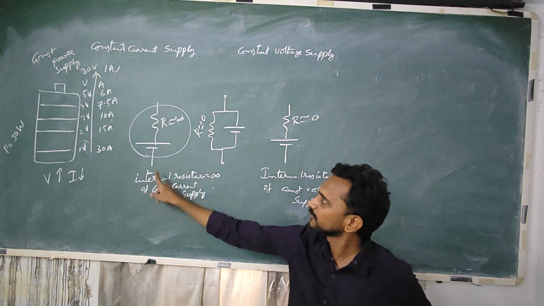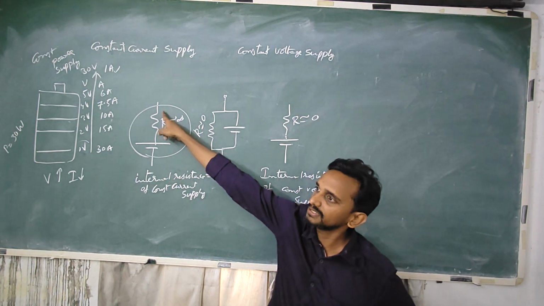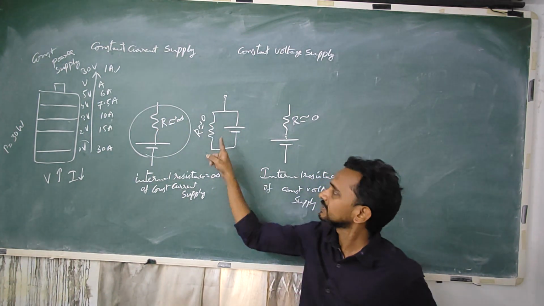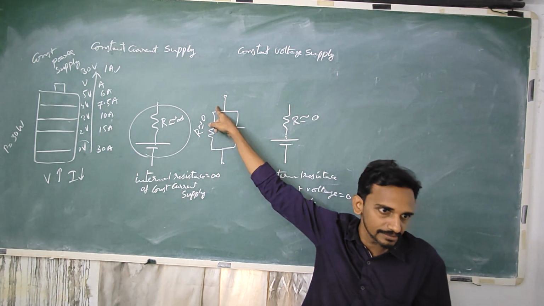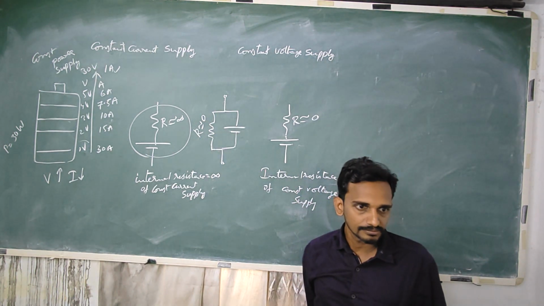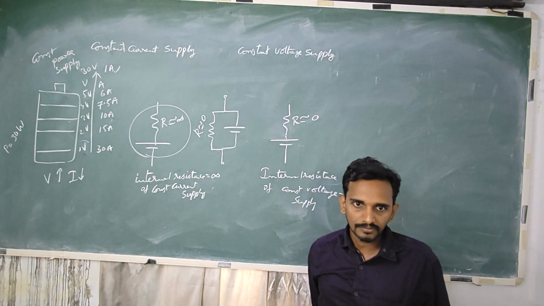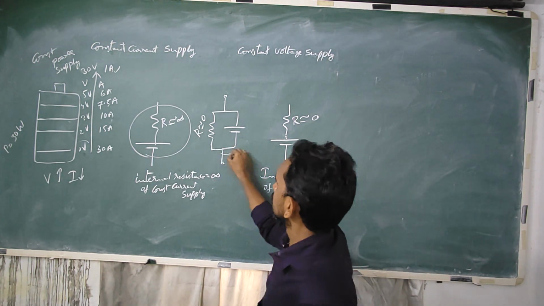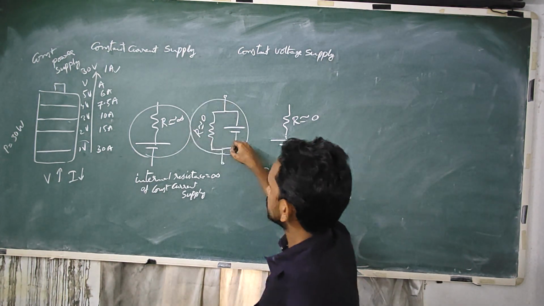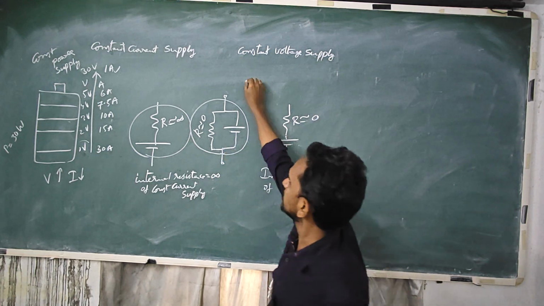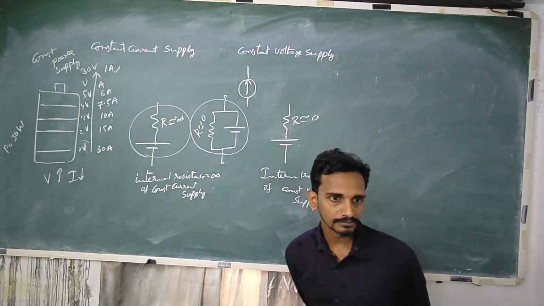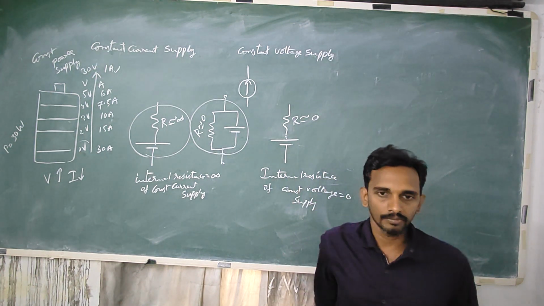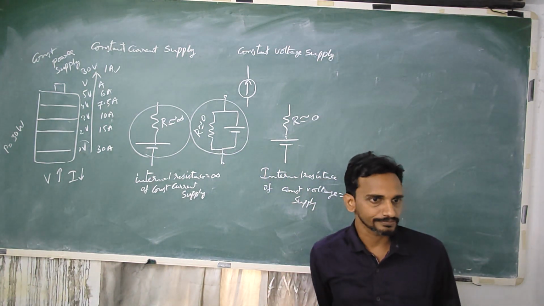So there is an infinite opposition in this path, which can be renamed as there is a bypass on the other way. So a constant voltage supply in parallel with a low resistance can be called a constant current supply. So I'm bringing both of them onto a common platform.